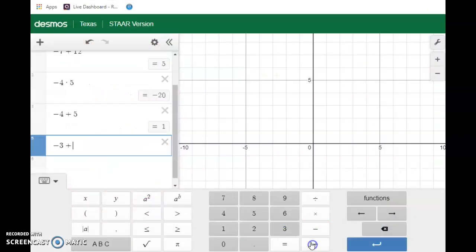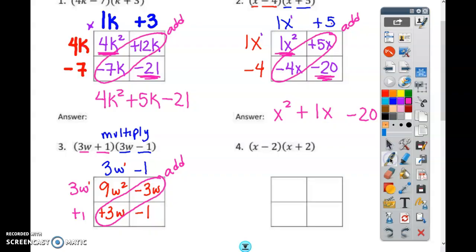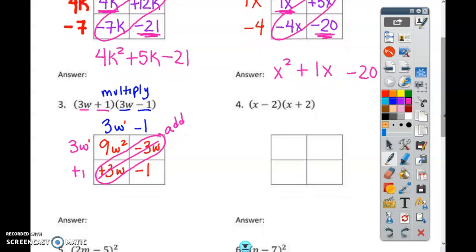Negative 3 plus 3 gives you 0. That means 0x, so the x goes away. Really, this 2 just canceled. So my final answer, what you should have gotten, is 9w squared from here and minus 1 from here, because this canceled. It went away. You don't have it anymore. Okay, this is the final answer.